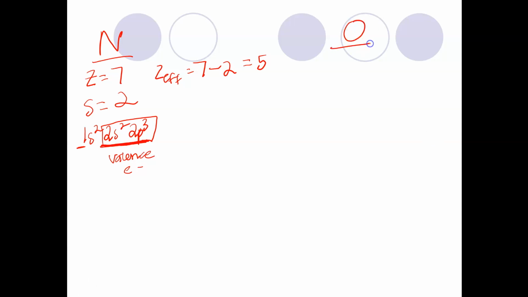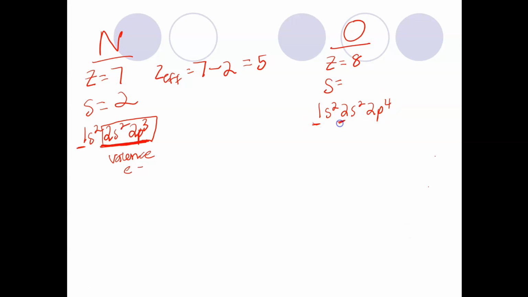So I'm going to do oxygen now. Same idea. Oxygen has 8 as its atomic number, and its screening constant, which is the core electrons, well, I'm going to write the electron configuration. 1s2, 2s2, 2p4. Okay, so S is the number of core electrons, so the electrons that are not valence electrons.